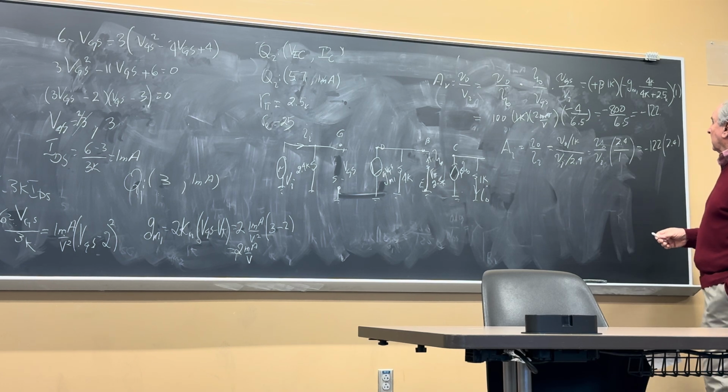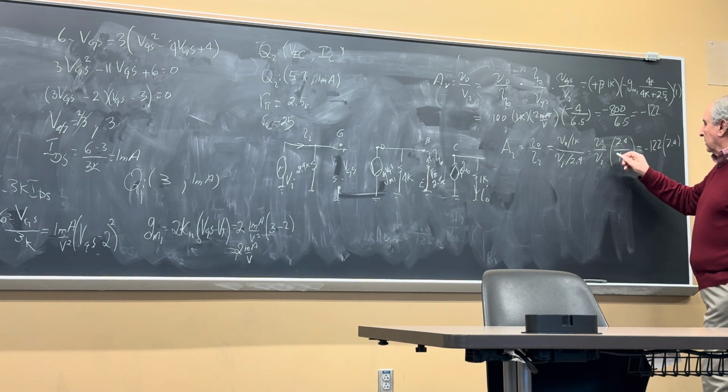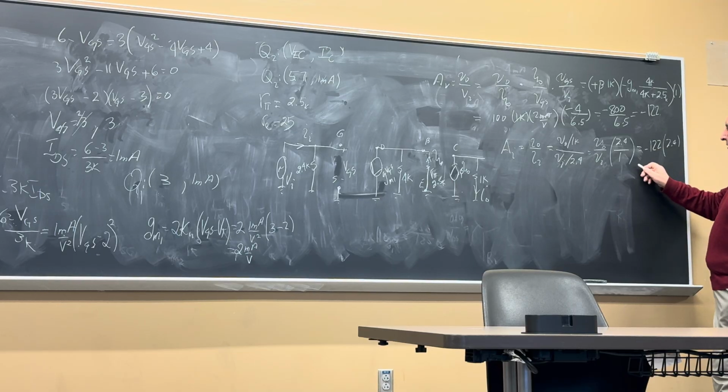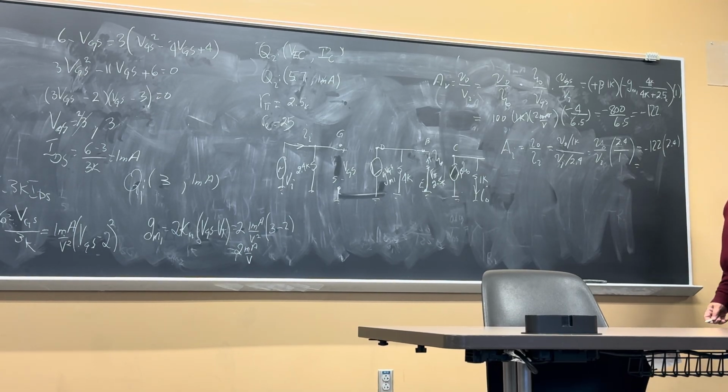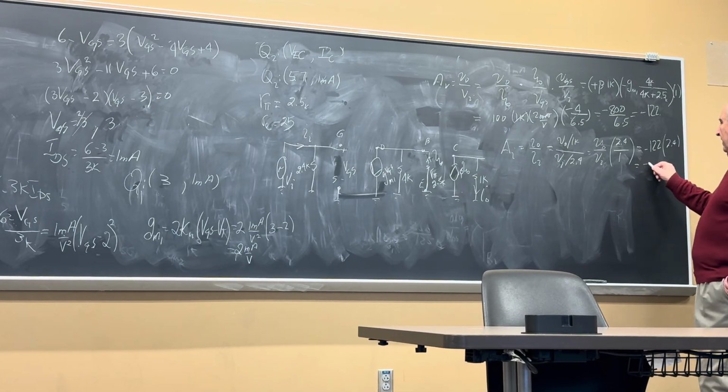Because this one is minus. Right? Minus 1. What's that number? Negative 295. Negative 295.2.